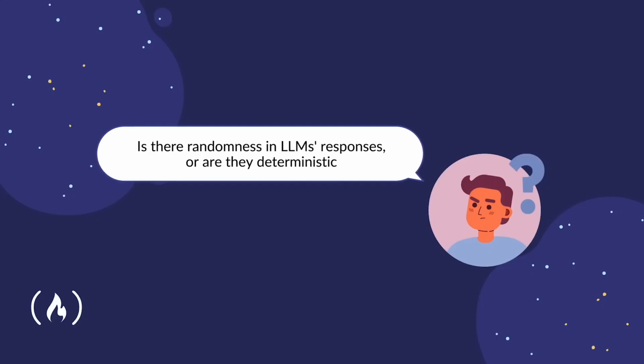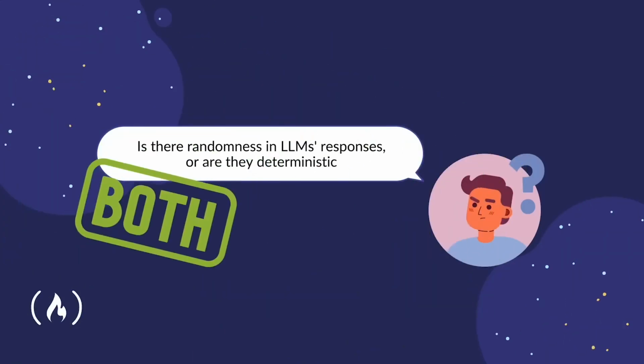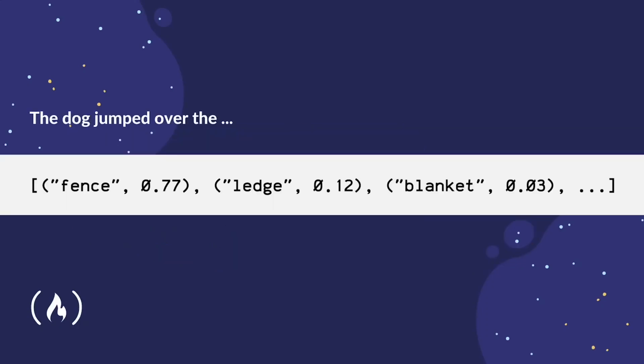So now some of you may ask, is there a randomness in LLM responses, or are they deterministic? The short answer is yes to both. When you prompt an LLM, its text response is generated in 2 stages. In the first stage, the LLM processes the input prompt and generates a probability distribution over possible tokens or words that are likely to come next. For example, if you prompt with the input text, "The dog jumped over the ..." the LLM will produce an array of probable next words. So, as you can see here, the word fence has the highest probability score as opposed to ledge or blanket. This process is deterministic. An LLM will produce the same distribution every time it's input the same prompt text.